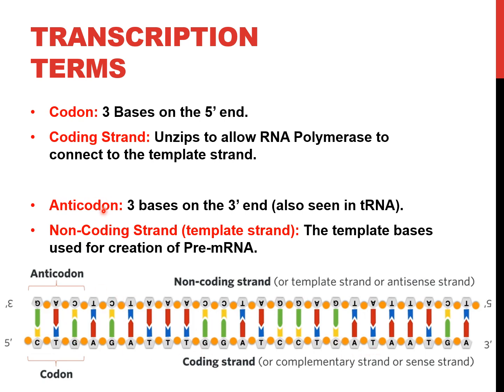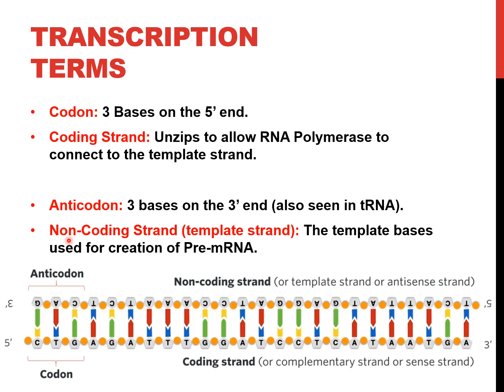Okay, we have the anticodon, which is just the opposite of the codon. So if you see the codon here, C, T, and G, it's going to be the complementary base pairs. So with C, it's going to be G. With T, it's going to be A. With G, there's going to be C. All right, so the codon is CTG. The anticodon here is GAC.